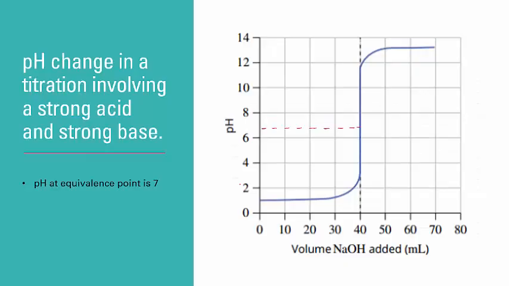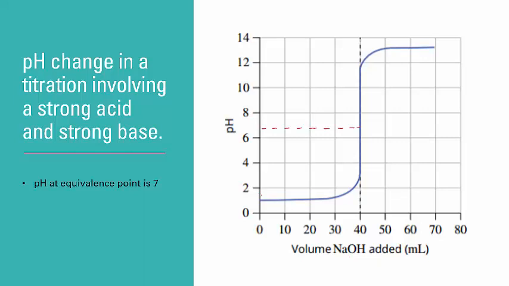Now moving on to pH changes in titration. The first example that we've got over here is a titration that involves a strong acid and a strong base. In this case, we've got the acid in the conical flask, and the sodium hydroxide is gradually added to the acid. We can see that the pH is increasing, which makes sense because we're adding a base.